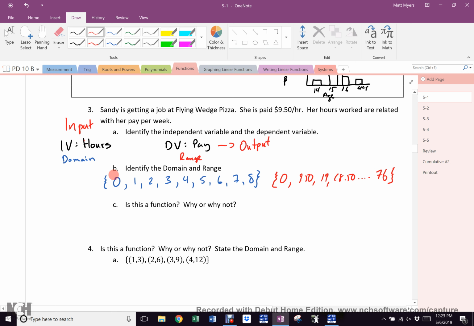So let's check. If I work 0 hours, how many outputs are there? Zero. Well, one output. It's zero. If I work 1 hour, how many outputs are there? One output, $9.50. 2, 19, 3, 28.50. So is it a function? Yes, because each hour worked yields unique pay. Everybody cool?